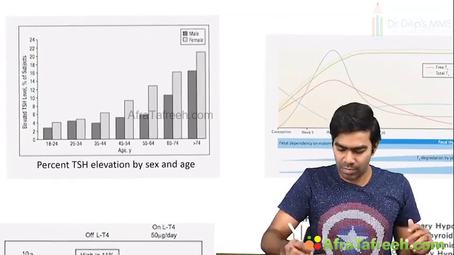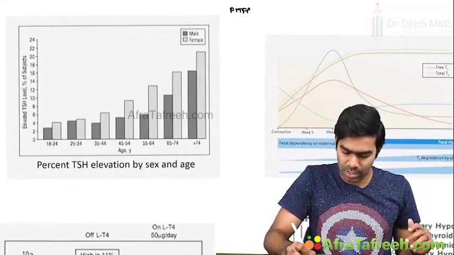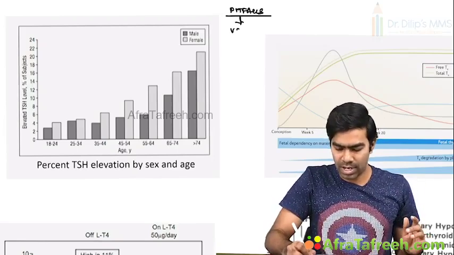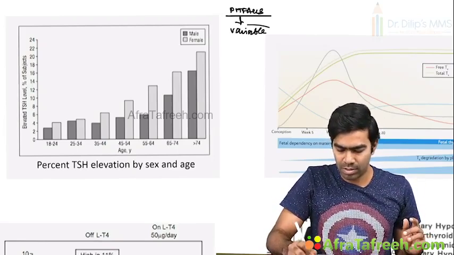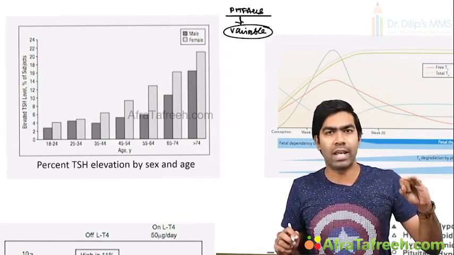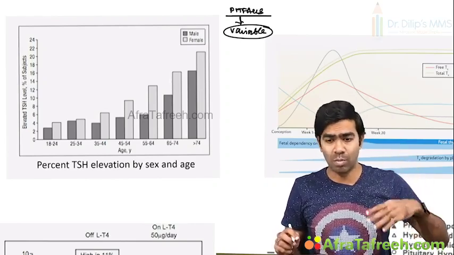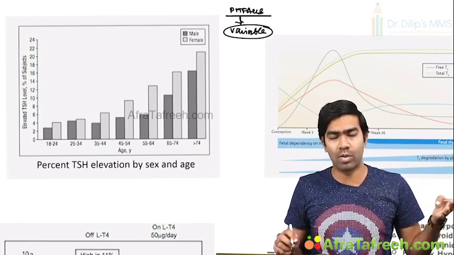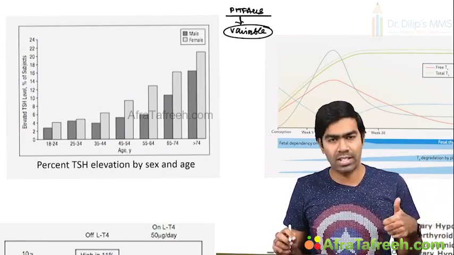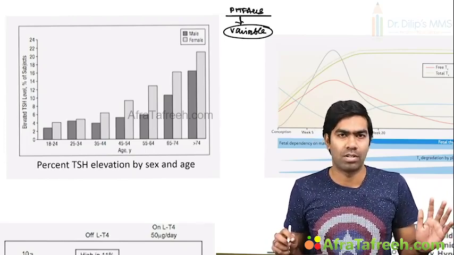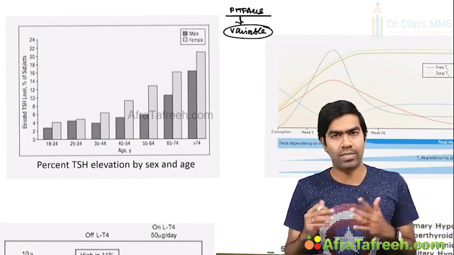And now we have to see the pitfalls. What are the pitfalls of TSH? The most important pitfall is TSH is highly variable. Between populations, between ages, between sex, between children, that too in the newborn versus older child, and it varies in pregnancy. So many changing factors are there for your TSH. So that's why it's very important to understand.